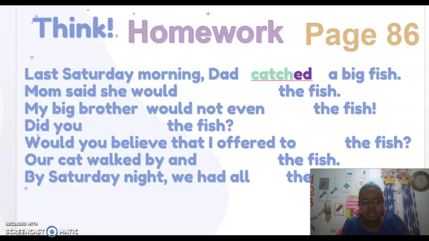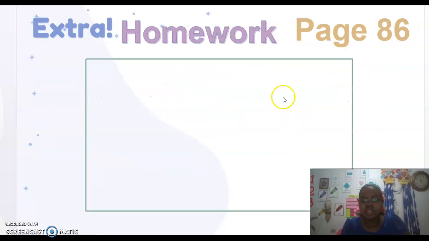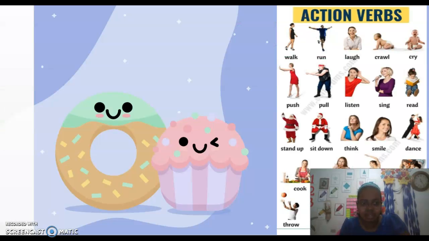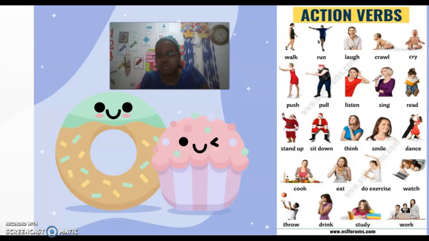After you finish completing the story, you're going to draw. You have one square in the same page, page 86, and you're going to draw what you wrote, or what your story represents. Here I have some verbs for you, so you can use some of the verbs that I have here to complete your story. That was everything for today's class.